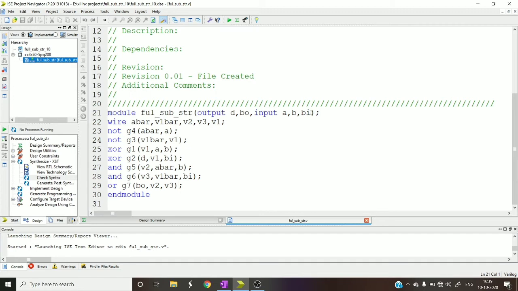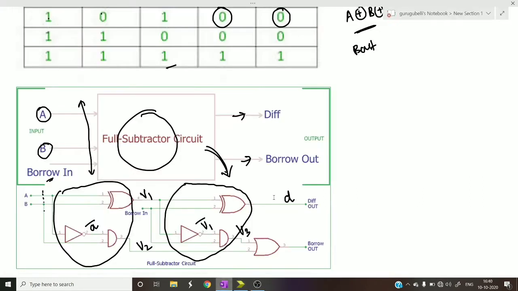You can see the inputs are again A, B and borrow in, and my outputs are difference and borrow out. Instead of writing two other statements, directly in the braces of the module itself, I wrote the input and output. The intermediate interconnects can be modeled as wire, or even without writing the statement you will get the output, because by default interconnects are taken as wire in Verilog coding. But it's good to always write interconnects using wire. Now you can see the gates are the same as in the diagram, that is the XOR operation of A and B.